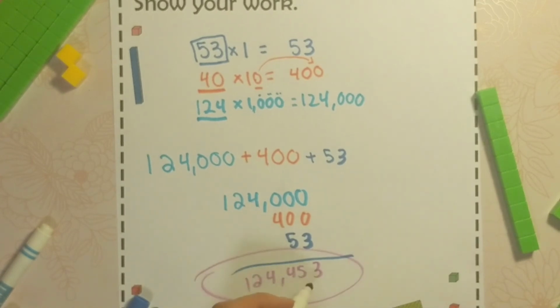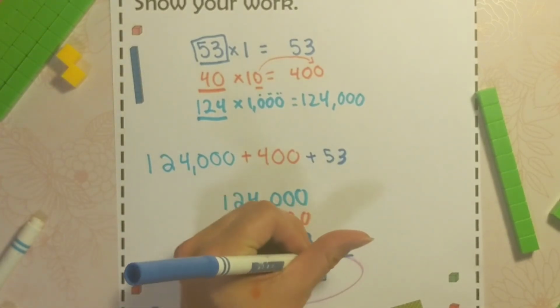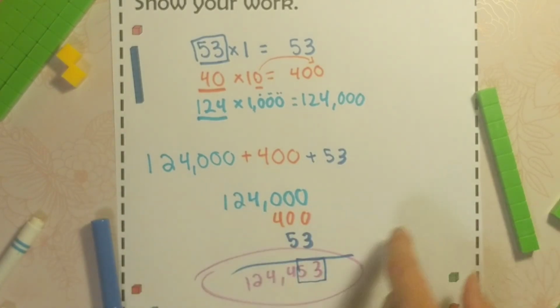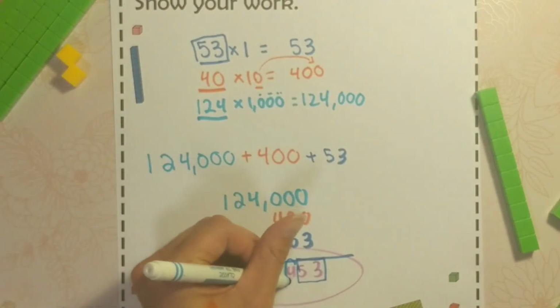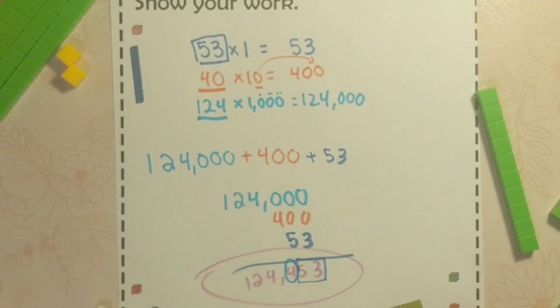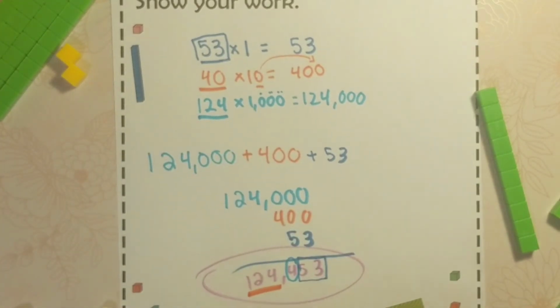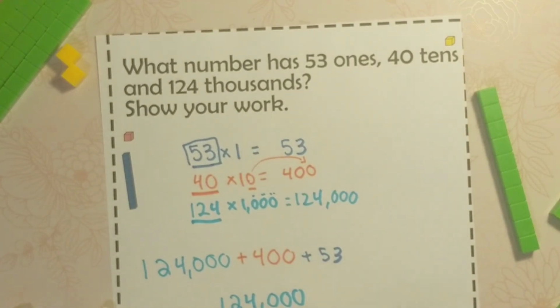The number 124,453 has 53 ones. There they are right there. 53 ones. 40 tens, which is great because 40 tens makes 400, because 40 times 10 is 400. So there's your 40 tens right there. And then 124 thousands, and you can see it right there. 124,000. All right? So this is your answer. This is the number that has 53 ones, 40 tens, and 124 thousands.